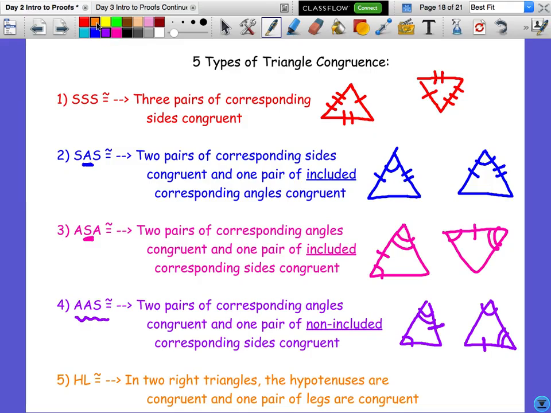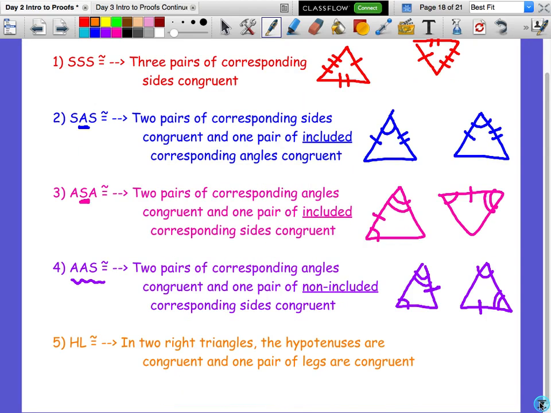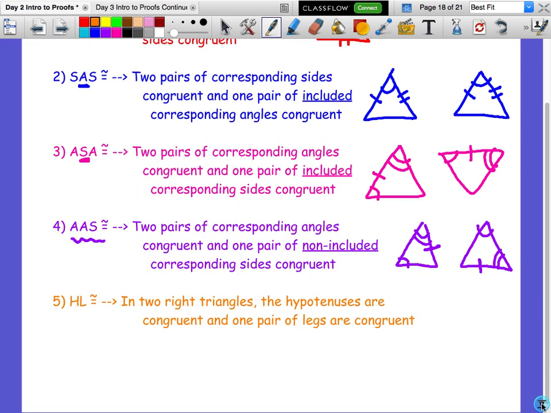The last option that we have here is called HL, and we're using different letters here, so that should trigger us that something's a little bit different. So HL stands for hypotenuse leg, and hypotenuse means that we have to have a right triangle. So this trick only works for right triangles, but that doesn't mean that every pair of right triangles are going to be congruent. It still has to meet the criteria. So I'm going to start with two right triangles.